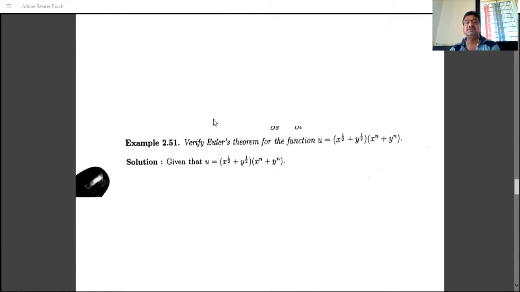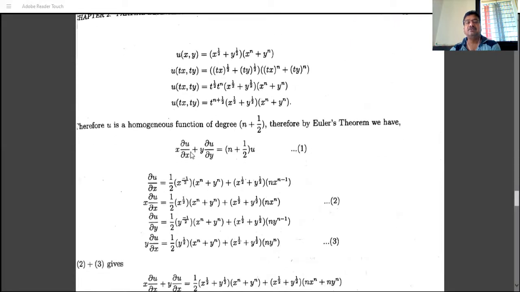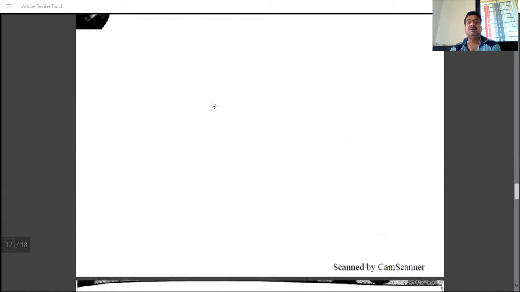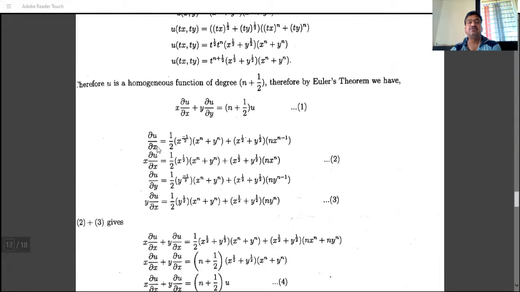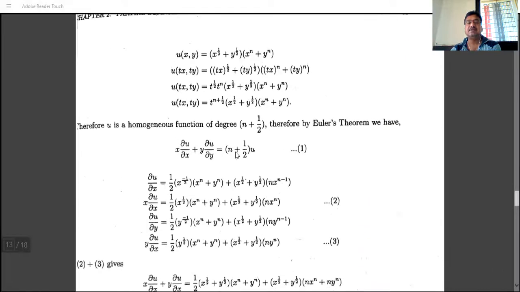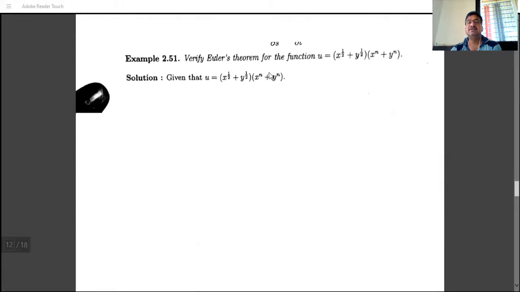The question is to verify Euler's theorem. So that was by using Euler's theorem. Now we find the actual value of x ∂u/∂x plus y ∂u/∂y. That is, differentiate this u with respect to x and y and then take the addition. So ∂u/∂x is what? The derivative of this function uses the u into v rule. That is, first, x raised to n plus y raised to n, this function as it is, times the derivative of the other function, which is what?